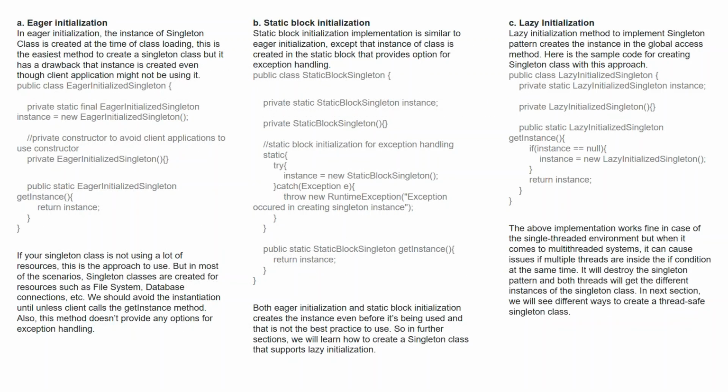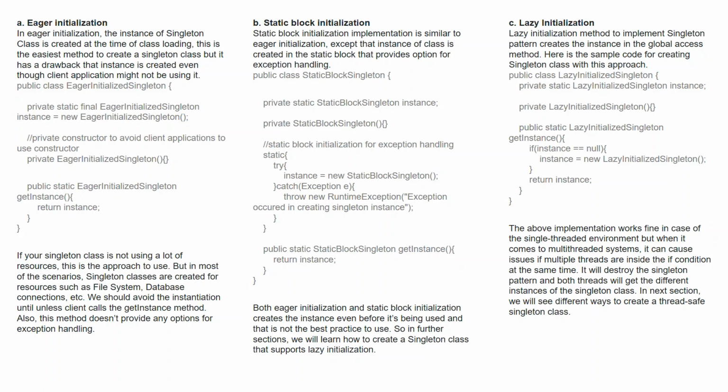A. Eager initialization. In eager initialization, the instance of singleton class is created at the time of class loading. This is the easiest method to create a singleton class, but it has a drawback that the instance is created even though the client application might not be using it. See an example.